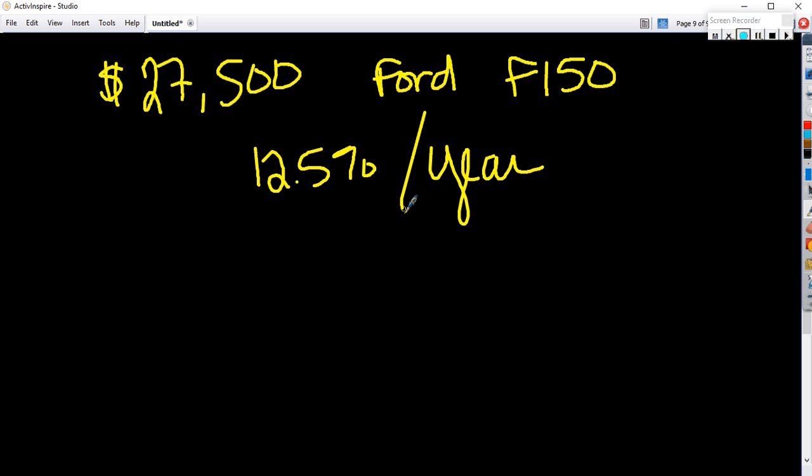Okay, so 2 years of high school, 4 years of college, that's 6 years, 2 years grad school, 8 years. Let's say 8 years. What is this truck worth in 8 years? Calculate it.